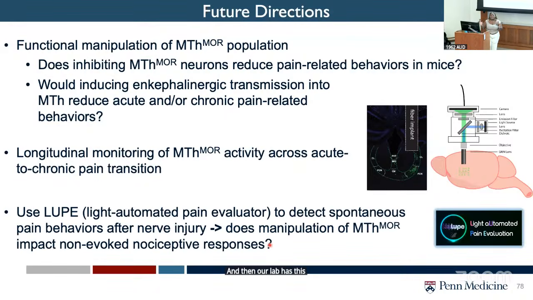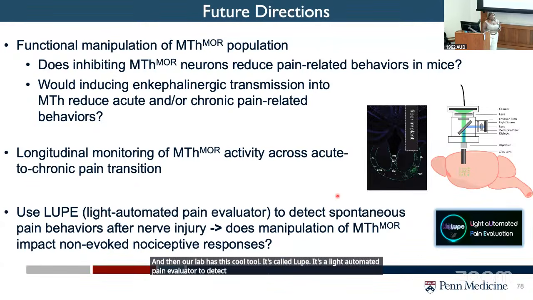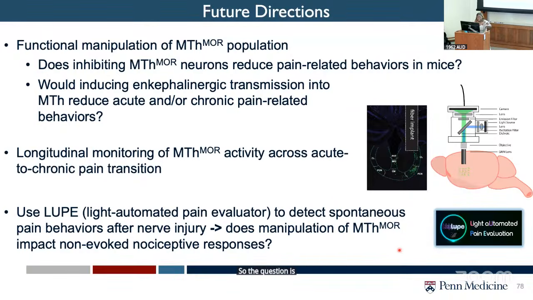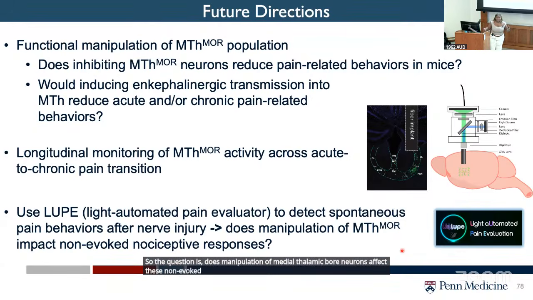And then our lab has this cool tool. It's called Lupe. It's a light automated pain evaluator to detect spontaneous pain behaviors after nerve injury. So the question is, does manipulation of medial thalamic Moore neurons affect these non-evoked or spontaneous pain behaviors that might occur?